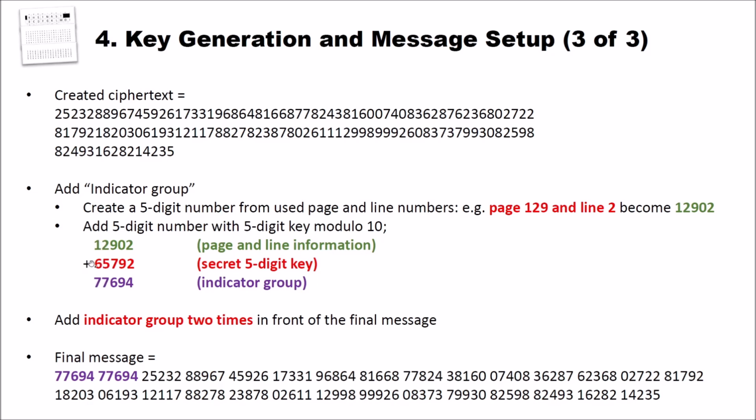And the receiver now could add the same number again, or subtract the number using modulus, and obtain the page and line information to create also the key phrases. We add the indicator group 2 times in front of the final message. So our final message looks like this. We have 2 times the indicator group 77694 here, and then we have our ciphertext. And as you can see, we divide our ciphertext or our message into groups of 5.